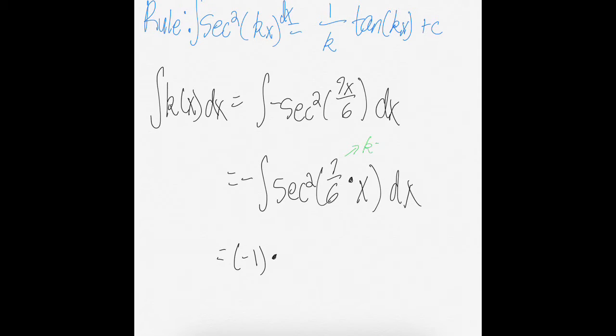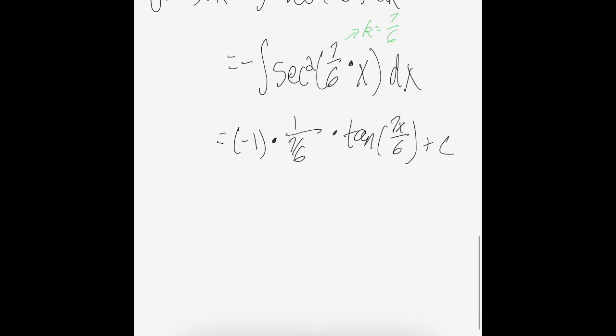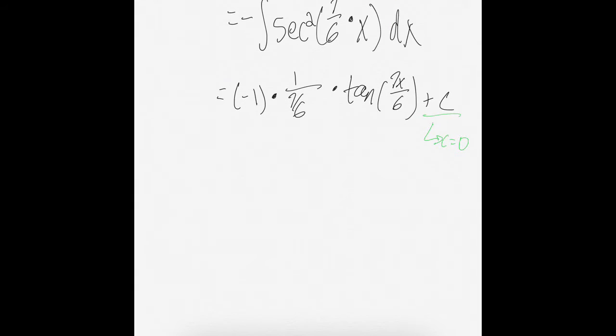Just make sure that you check your work and catch those little mistakes. Okay, but now I can go ahead and apply this rule. I still have this -1 out front, and now I'm going to have a 1 over k. k in this case looks like 7/6. So -1 times 1 over 7/6 times tangent of 7x over 6. Again, I'll write plus c, but we will eliminate this because we are told to assume c is 0.